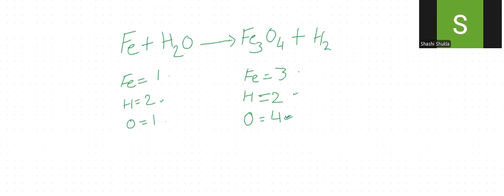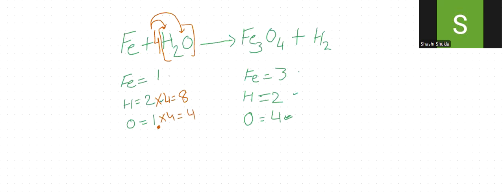So let me put it here. How do I do that? I have to make this 4. How do I make this 4? I put a 4 in front of H2O. So now what happens, remember? This 4 is for both H2 and O. So this becomes 2 into 4, which gives 8 for hydrogen, and 1 into 4, which gives 4.